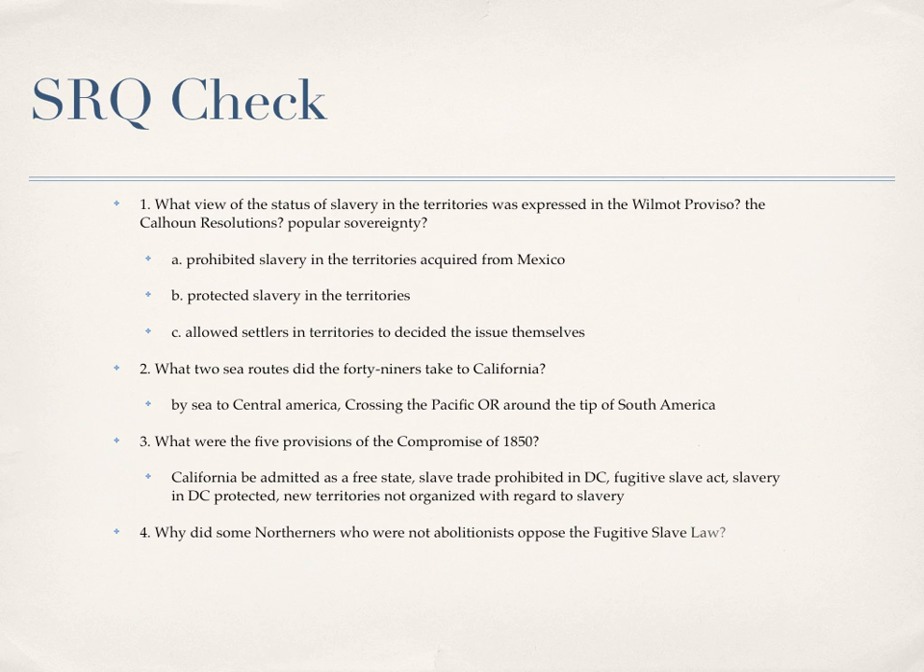Why did some Northerners who were not abolitionists oppose the Fugitive Slave Law? Feared the lack of safeguards in the law could result in free Blacks being kidnapped and sent into slavery.